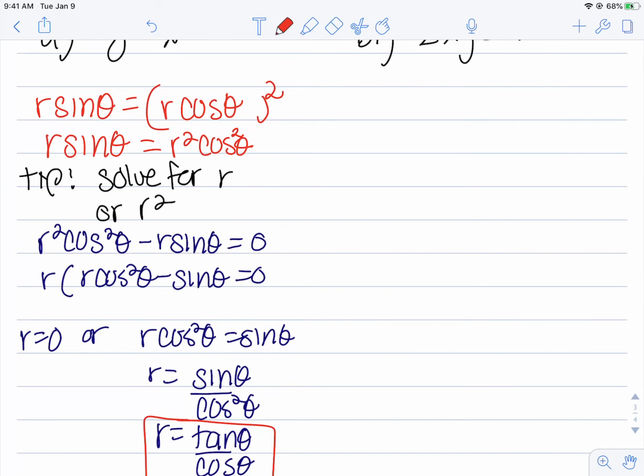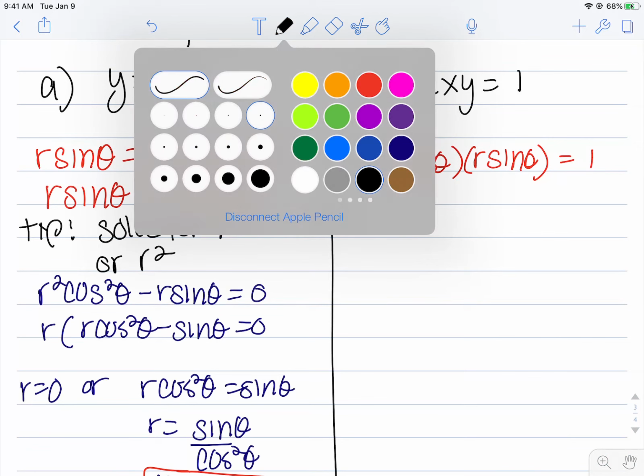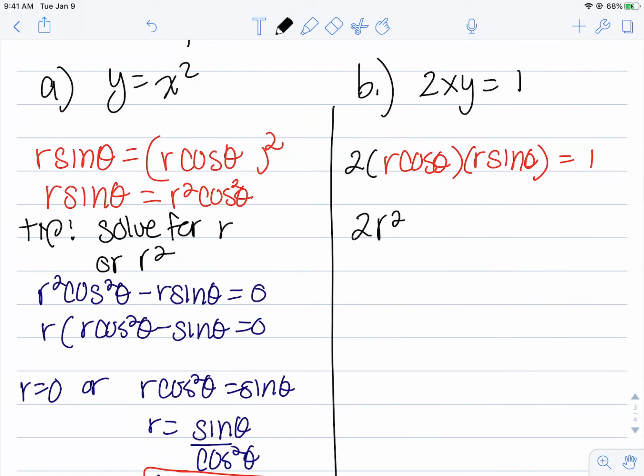Part B, let's see, we have 2xy equals 1. So back to our toolbox. Instead of x, I can replace that with r cosine theta, and instead of y, r sine theta, and that's equal to 1. So this is 2r squared sine theta cosine theta equals 1.